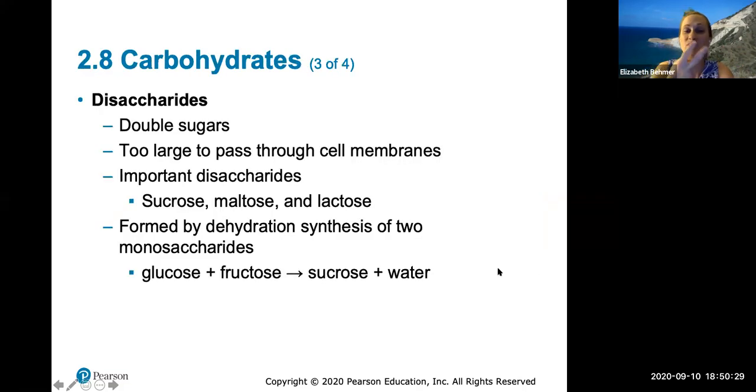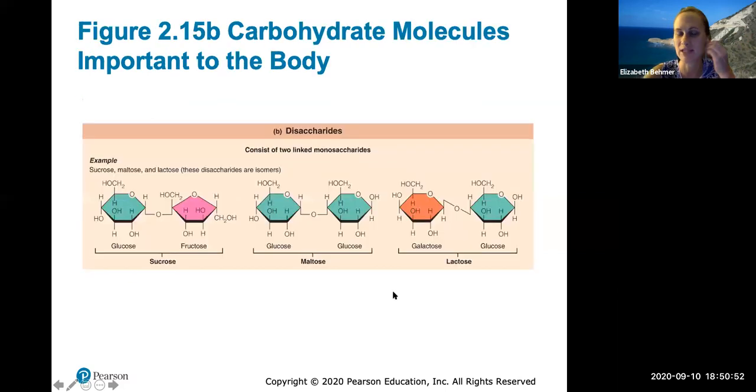Disaccharides means we put two sugars together. Disaccharides are too large to pass through a cell membrane. Here are some important disaccharides: sucrose, maltose, and lactose. They're formed by dehydration synthesis reactions. That just means that to form a disaccharide, you put two sugars together. Easy peasy. You take two simple sugars and you put them together and they're joined together.